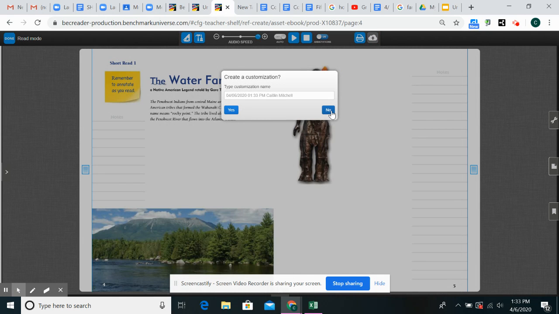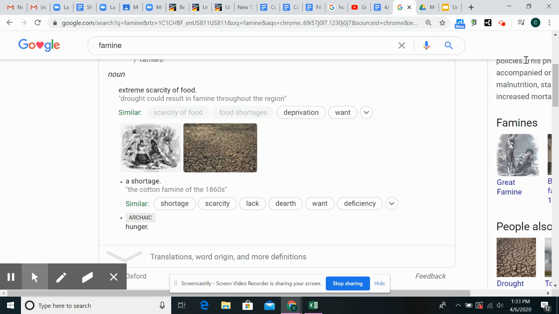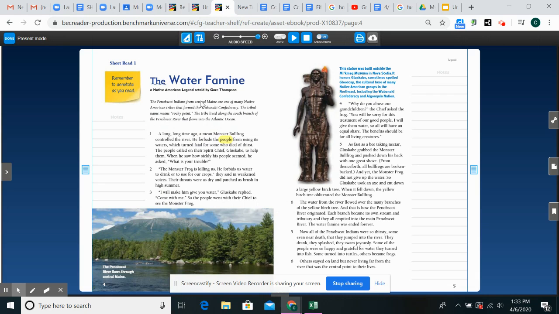Some important things to look at before you actually start reading are the title, the subtitle, any pictures that you see, and any captions that go with the pictures. So I need to first identify what the word famine means. For those of you who have never heard this word famine, it might be a good idea for us to figure out its true definition. So a famine is an extreme scarcity of food or a shortage of something, and I see the word scarcity popping up. So that basically tells us that this is going to be about a water shortage.